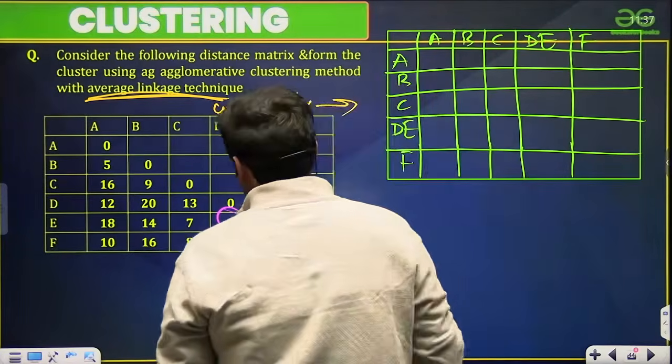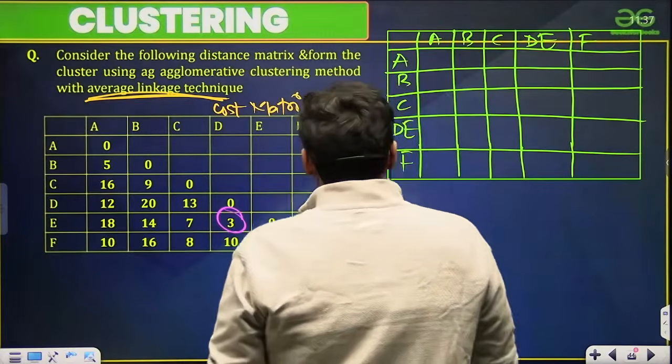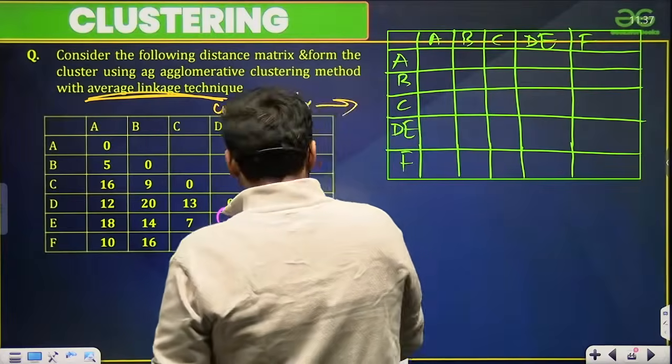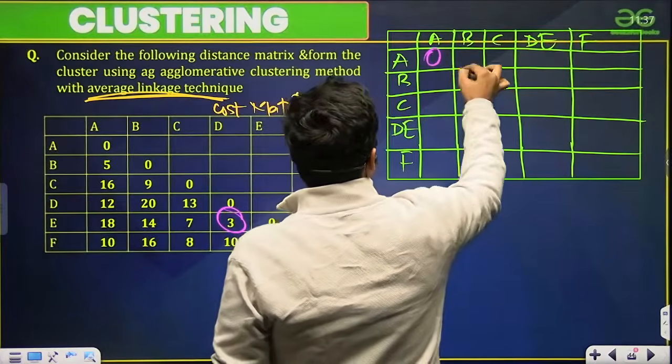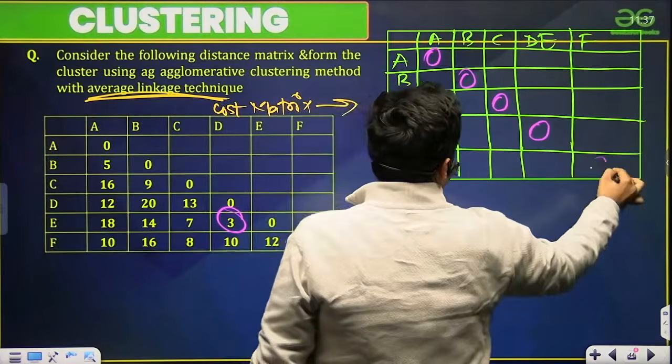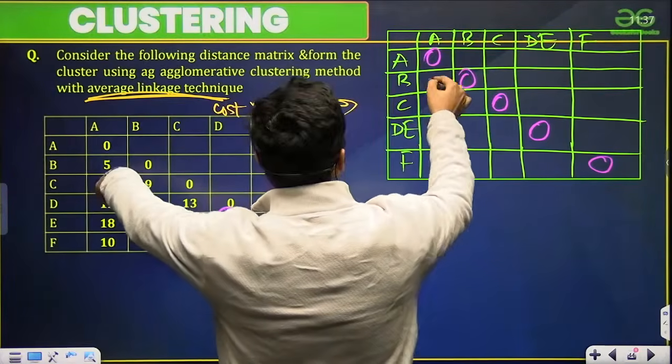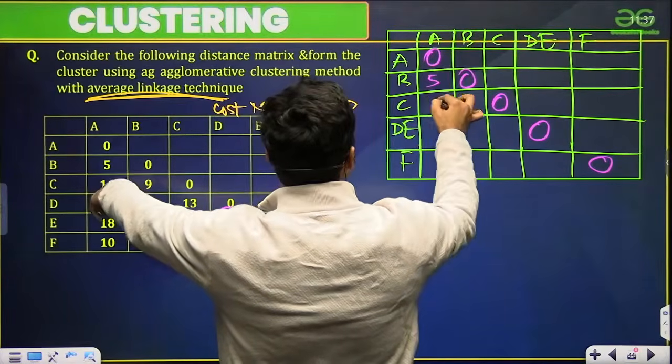Okay, and in the last I have F over here. So I have clubbed D and E. Now I'll just write the distances. These are 0. I hope you are getting this. Distance of A to B is given as 5. Distance of A to C is 16.